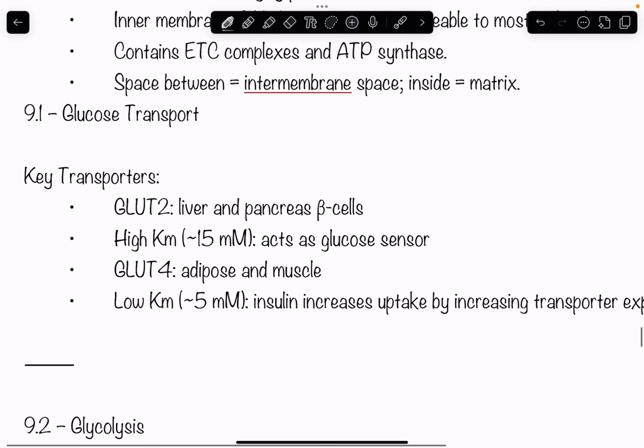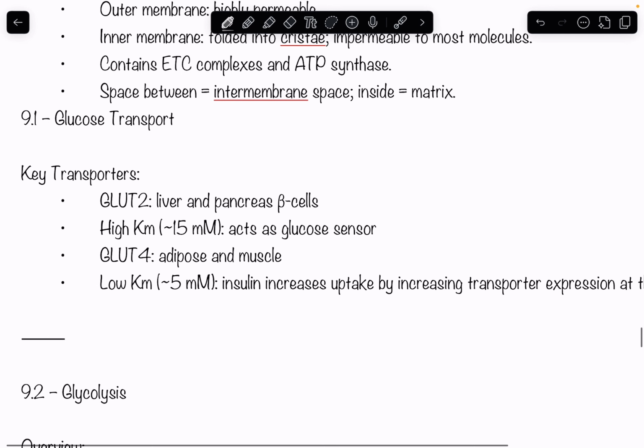So now on to chapter 9.1, where we're going to talk about glucose transport. Some key transporters that we need to know for the MCAT. We're going to say GLUT2, and you need to know this is found in the liver and in the pancreas beta cells, okay? You need to know that these have a high Km. They in turn act as a glucose sensor.